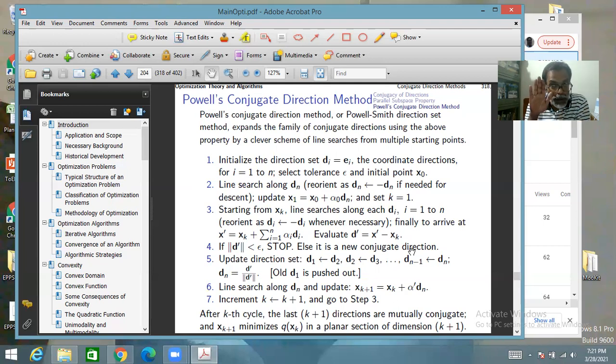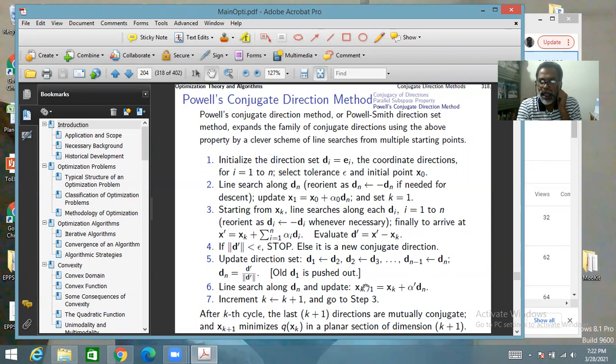And now you want to store this direction as a new dn, and the old dn is now to be stored here. So you start from this end. Old d1 gets thrown out as old d2 is overwritten on it. Then d3 is overwritten on d2, and so on. So the new d1, d2, d3, d4 up to dn minus 1 will be actually the old d2, d3, d4 up to dn. So the space for dn is now empty, and a normalized version of this new direction you put as dn now. And then conduct a line search along that and update.